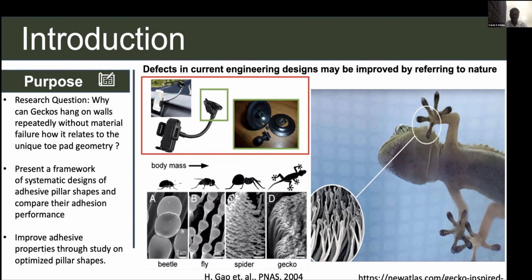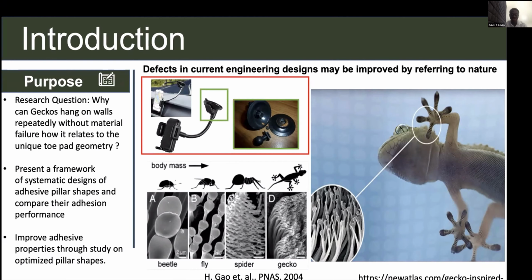Their toe pads are sticky and known for having one of the highest densities in the animal kingdom. Each toe pad has a unique geometry that plays a critical role in adhesion. However, it is still unclear why geckos have such high density and such unique toe pad geometries. In this research, I present a framework of systematic designs of adhesive pillar shapes, and compare each adhesive pillar to test their performance to understand how the tiny hair structures on the gecko feet can reach high strength.